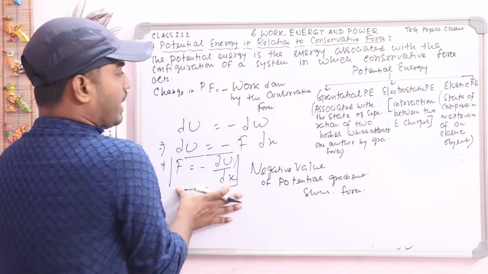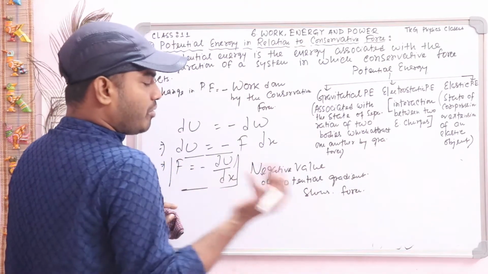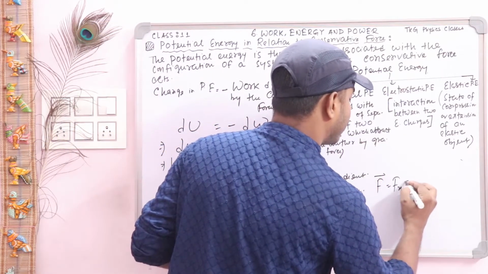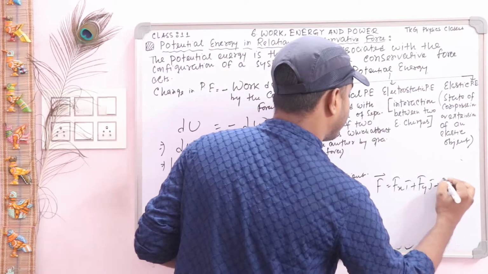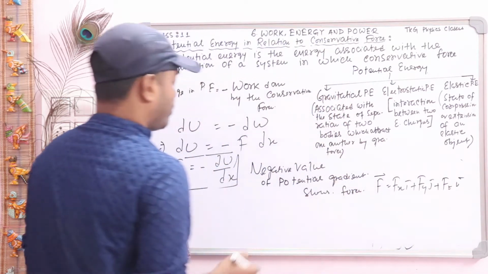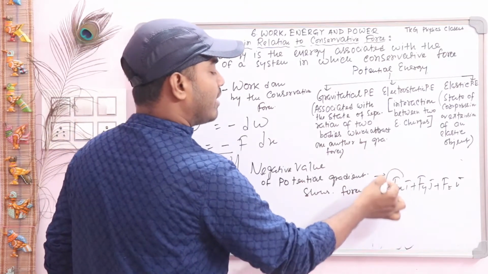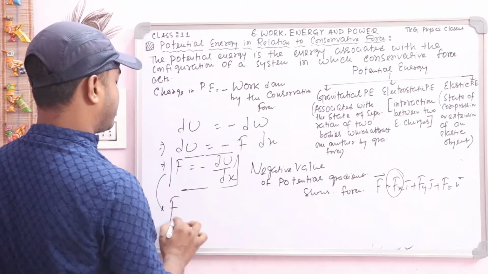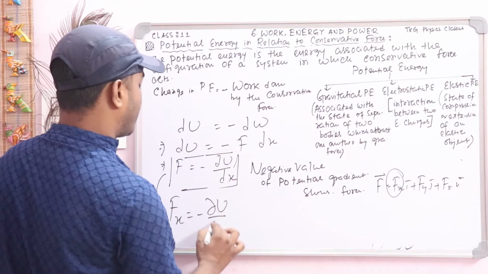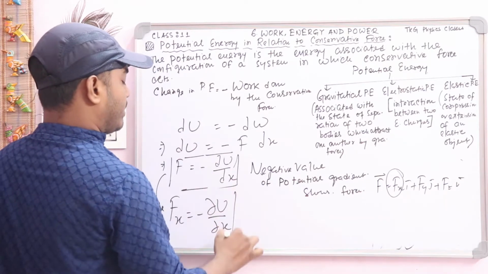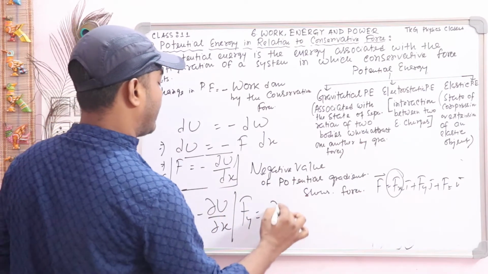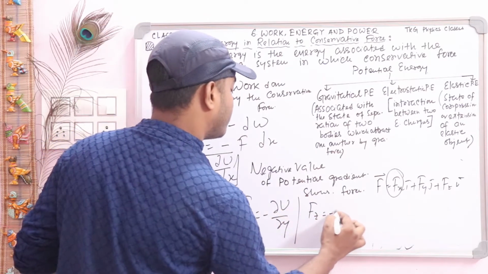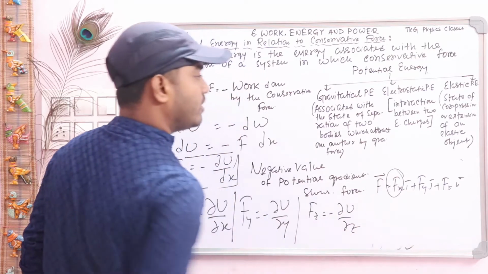Now from here, the force is a vector quantity. Suppose F is a vector, that is Fx i cap plus Fy j cap plus Fz k cap. Now what will be the value of Fx, the x component of force? From this equation you can write Fx is equal to minus del U by del x. What is the value of Fy? Fy is equal to minus del U by del y. Similarly, Fz is equal to minus del U by del z.